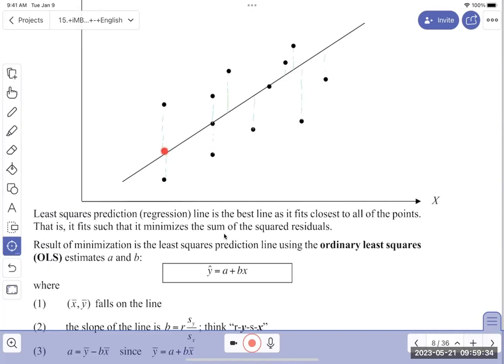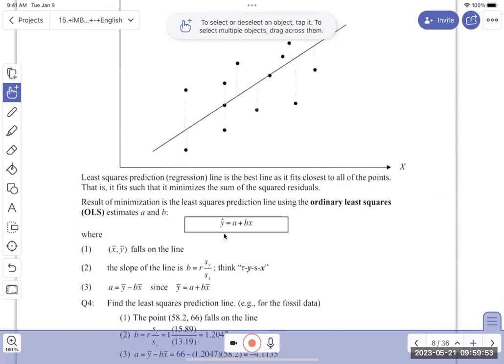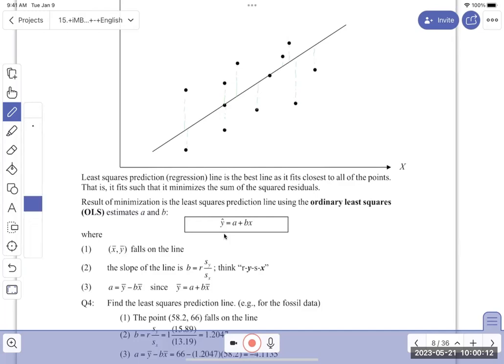So if I was to put these green dashed lines together, that should equal the green dashed lines here on the bottom. That's how I lay this out. That's the line that I pick. So calculus will find this for us by minimizing the squared residuals. The least squares prediction regression line is the best fit as it fits closest to all the points. That is, it fits such that it minimizes the sum of the squared residuals.